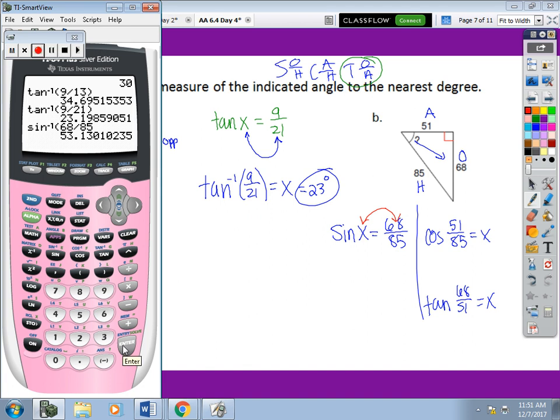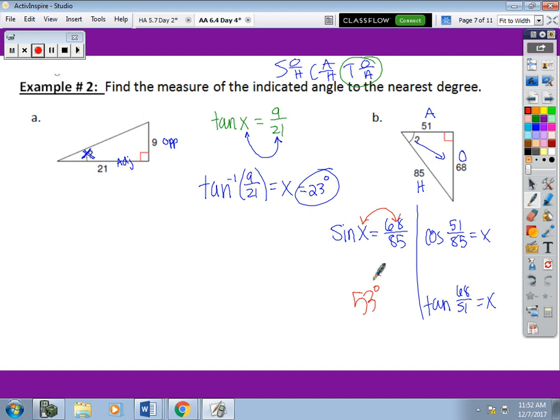You should get 53. If I do the cosine, I also get 53. And if you do the tangent, you also get 53. Do you have to do all three? No, just pick one and do that one. But it doesn't matter which one you pick, you will get 53 degrees. Some students just like always do the sine or always do the tan, whichever one you see most easily. Just stick with that and do that for anyone who has three. Go ahead and try examples C and D on your own.